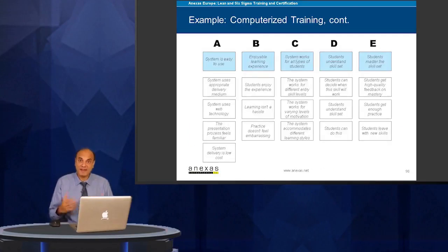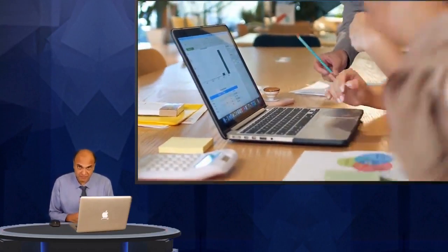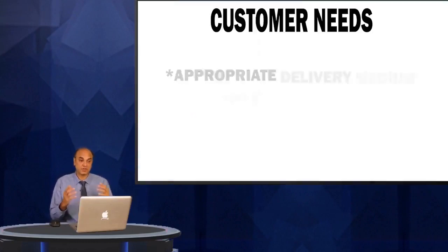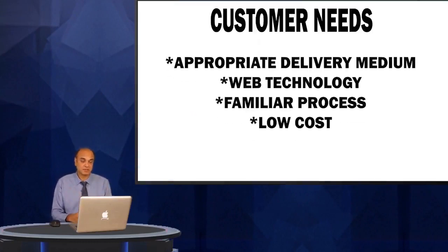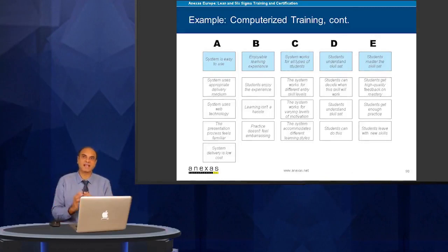Another example could be, if I take a computerized training requirements and if I go to the customers and ask, what do you need in a computerized training? So they can say that system should use appropriate delivery medium, system should use web technology, the presentation process should feel familiar, and system delivery should be of low cost. So all these things are related to system should be easy to use. So I identify one need. Similarly, I can collate all the other voices of customer and identify their needs.